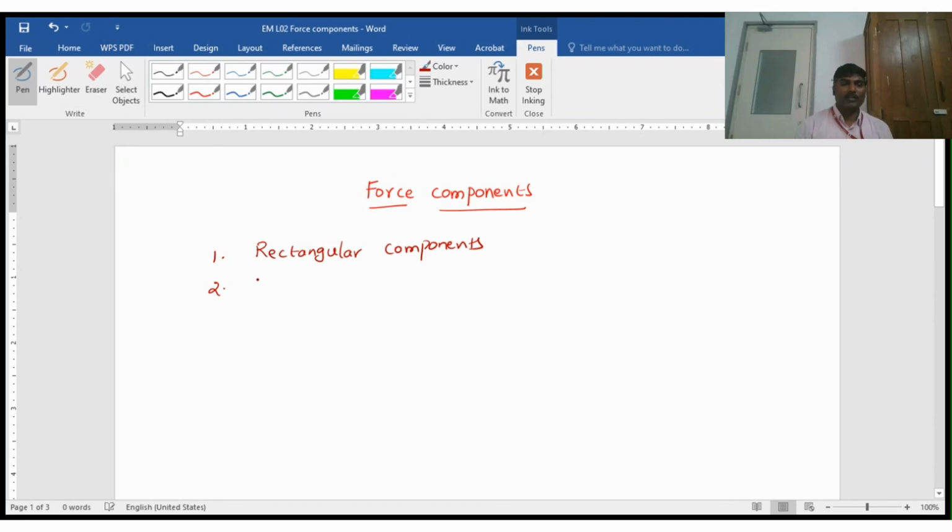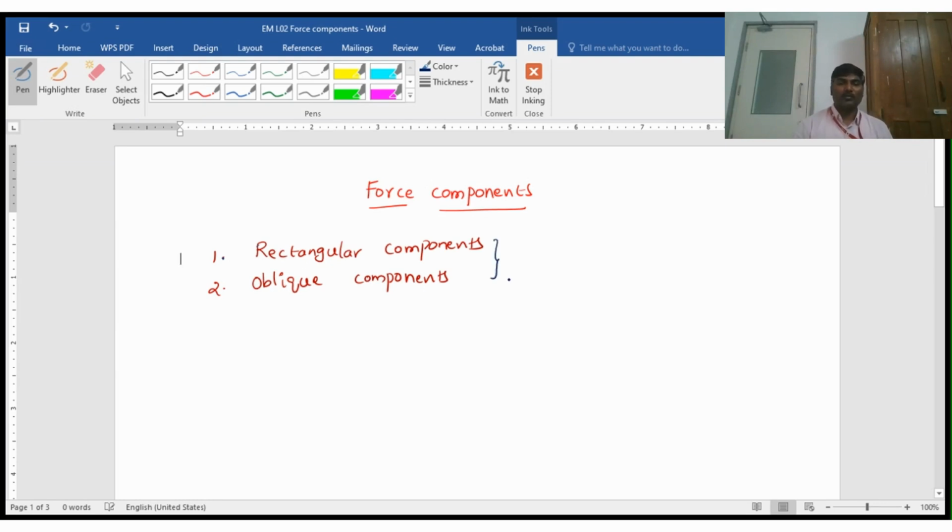Then the second category is oblique components. Okay, so there are two categories: the first is rectangular components and the second is oblique components.